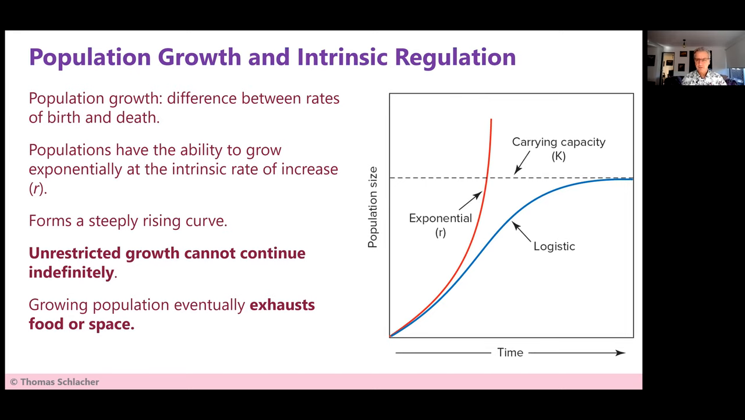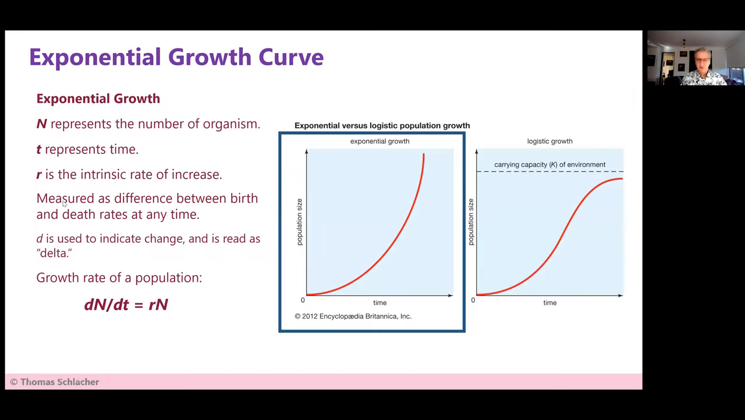If there is no limit, things just shoot up. And this is actually called exponential growth. So this is this form of growth rate. And basically, the equation for that rate of growth is incredibly simple.